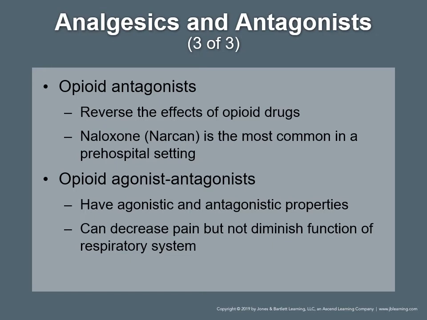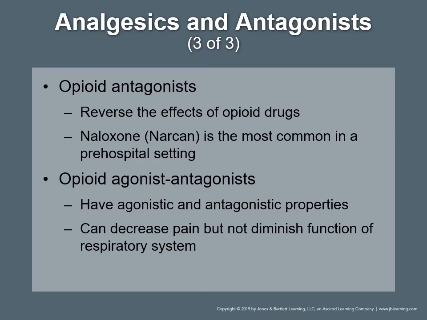Opioid antagonists reverse the effects of opioid drugs. They bind with the opiate receptors in an antagonistic manner. As a result of this binding, the opioid molecules cannot get to the receptor and the receptor cannot initiate its action. Naloxone or Narcan is the most common in the pre-hospital setting.